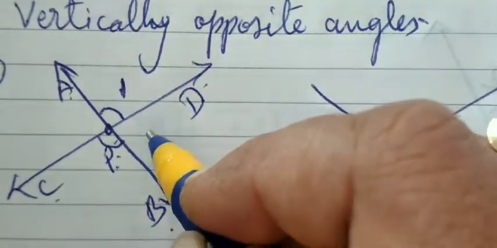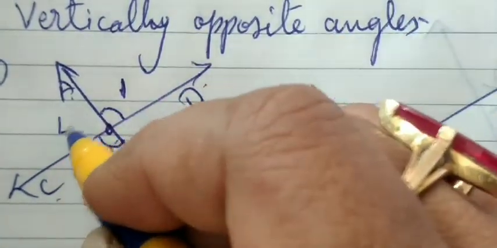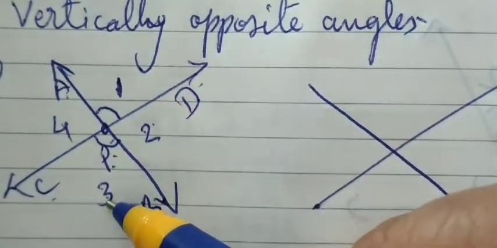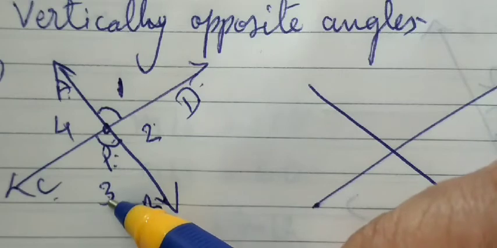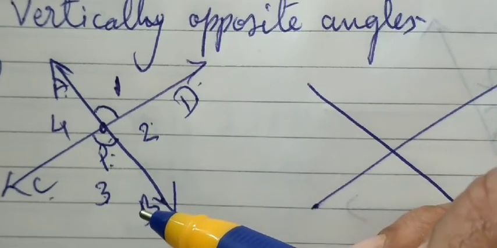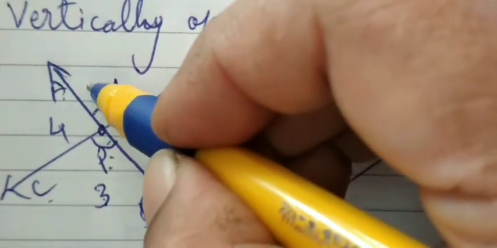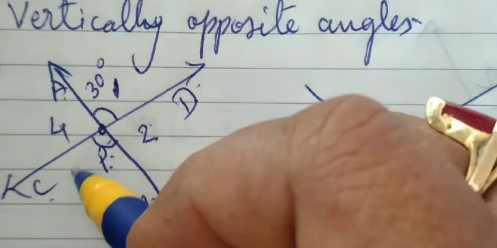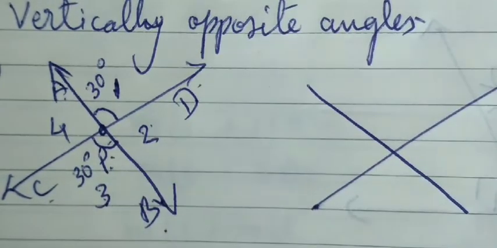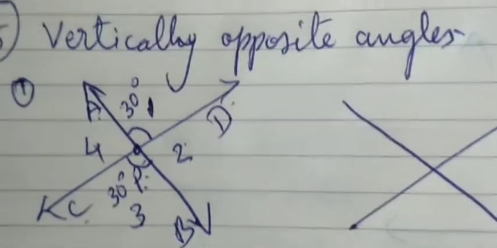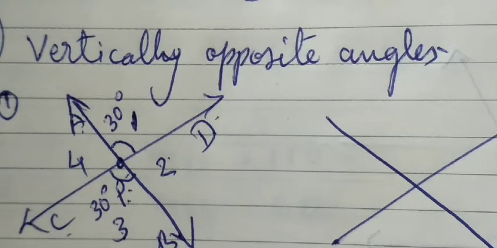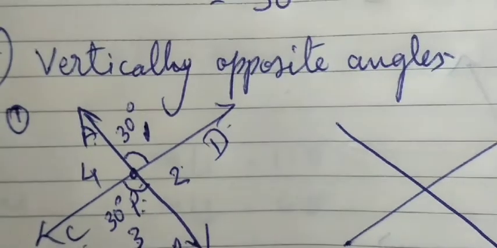If I number it like this, 1, 2, 3, 4, then angle 1 and angle 3 are a pair of vertically opposite angles. And what is the specialty about it? If angle 1 is 30 degrees, then angle 3 is also going to be 30 degrees. A pair of vertically opposite angles carry the same measurement. Understood?